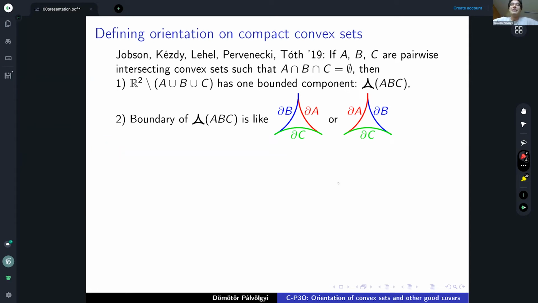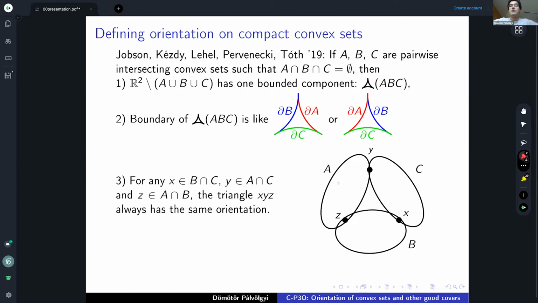And around the boundary of this bounded region, you can go around it either like this or like that. So along the boundary, you will have a part of a boundary of A, a part of a boundary of B, a part of a boundary of C. So the boundary of this bounded region will have 3 components. And these 3 sets will appear there, either in clockwise or in counterclockwise order.